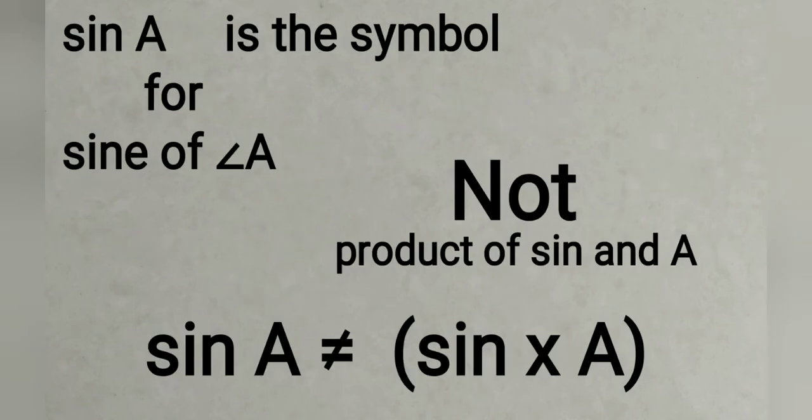Sin A is the symbol or abbreviation used for sine of the angle A. Hence, it is not the product of sine and A. Sine separated from A has no meaning. Similar rule applies to other trigonometric ratios also.